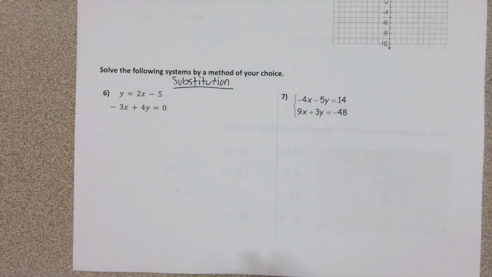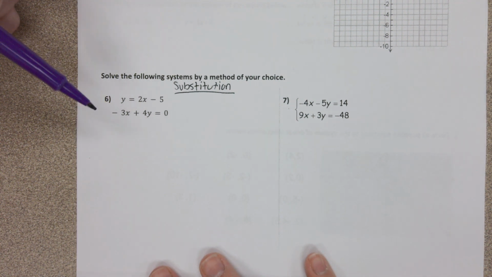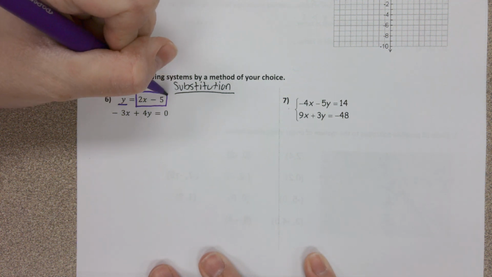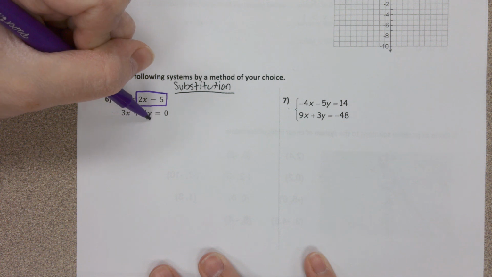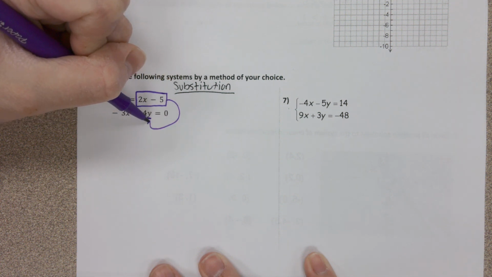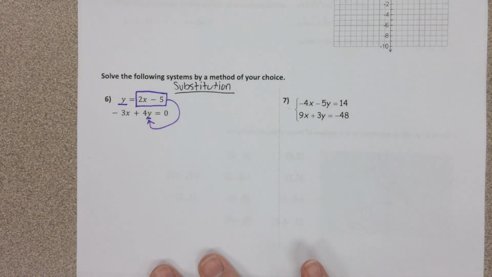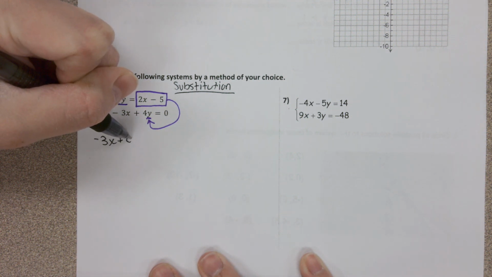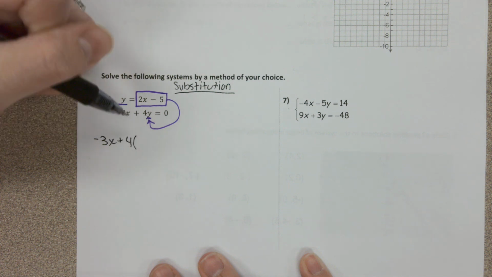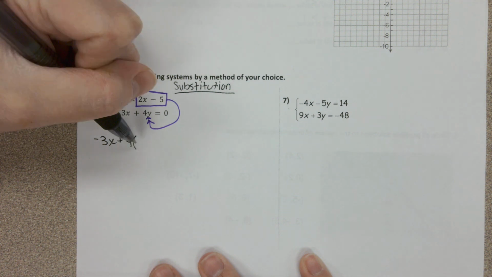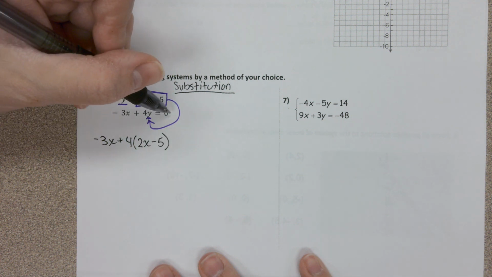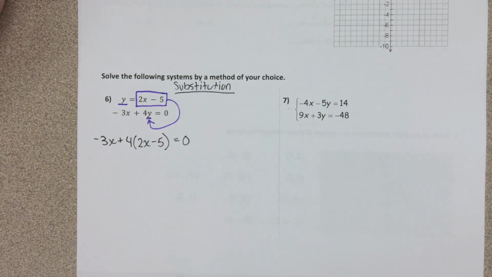All right, so when you have substitution, you have one equation that's already solved for a letter, either x or y, in this case y. So we have y equals this expression, 2x minus 5. So we're going to put this inside of this y. We're going to replace it. When we do that, we have negative 3x plus 4, and then don't write the y. We're going to replace the y with what's in the box. So in parentheses, we have 2x minus 5, and then we finish the equation, equals 0.